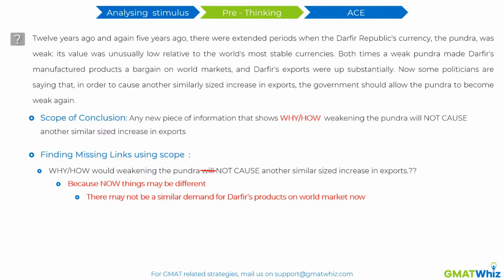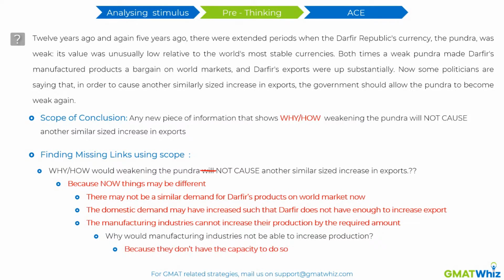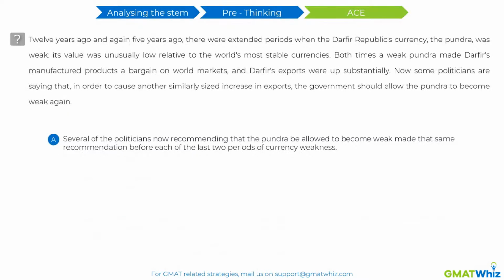Maybe earlier there was, and therefore Darfur's manufactured products got a good bargain. Now maybe there are just too many competitors. Maybe the domestic demand of these manufactured products may have increased such a lot that Darfur doesn't have enough to increase the export, right? That could also be a possibility. Manufacturing industries may not be able to increase their production by the required amount. Maybe, this is also possible, because if I want to increase my exports, I also need to increase production. And why would these industries not increase their production? You can question this further. Of course, in the exam, it depends how much time you have, because they don't have the capacity to do so. So, till here, I'm pretty sure one can quickly think up issues. All right. Just link it to what we need for increasing exports. So, keeping these things in mind, we move to the answer choices.